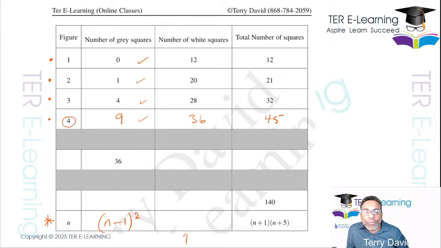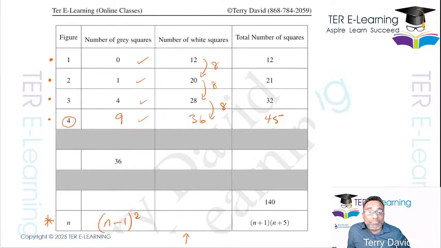We need to work out this formula here as well. To work out this formula, we need to see what's happening with the total number of white squares. When I jump from here to here, I am adding 8. When I'm jumping from here to here, I'm adding 8. And when I jump from here to here, I'm also adding 8.